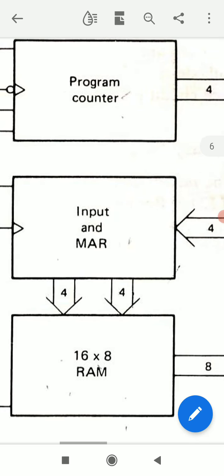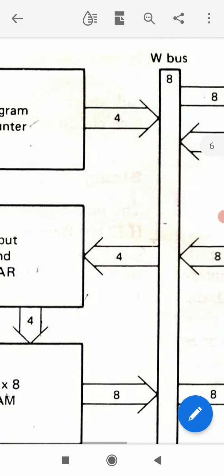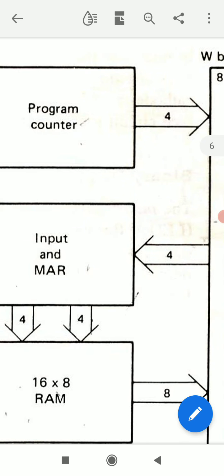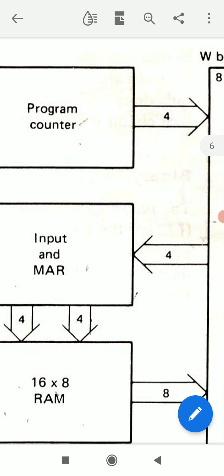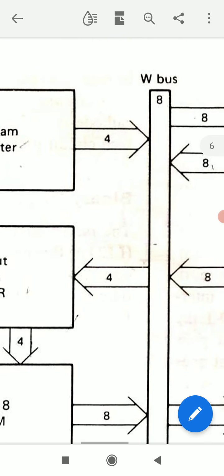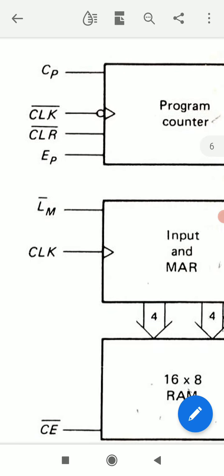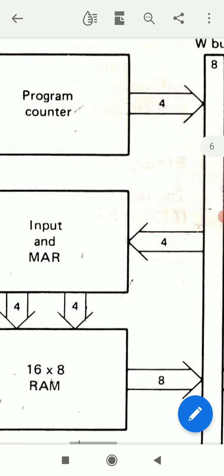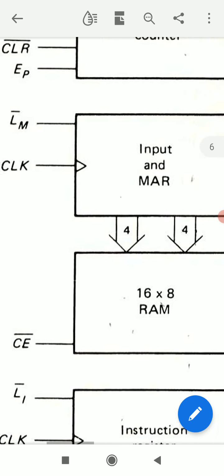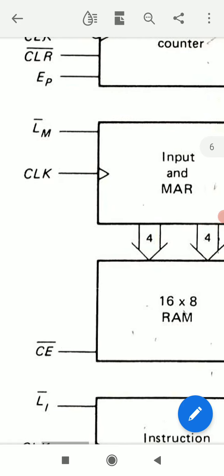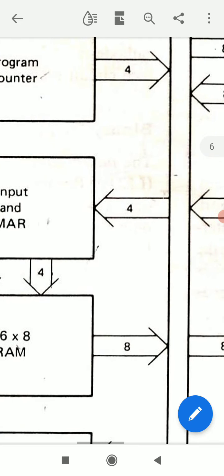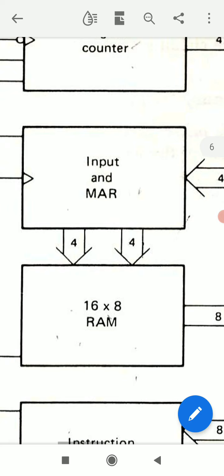If it is active, then a 4-bit word goes to the W bus. 4-bit word from program counter, which is an address from 0000 to 1111. It goes to this W bus when EP is active, when EP is high, EP is 1. And from the W bus it goes to the input of MAR only when LM bar is active. When LM bar is active, load MAR, then this 4-bit word from the W bus comes to the input of MAR.